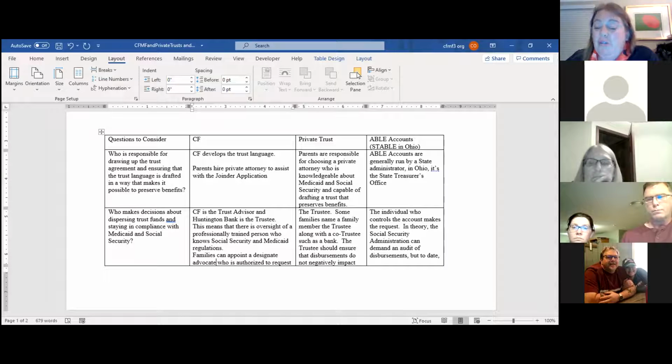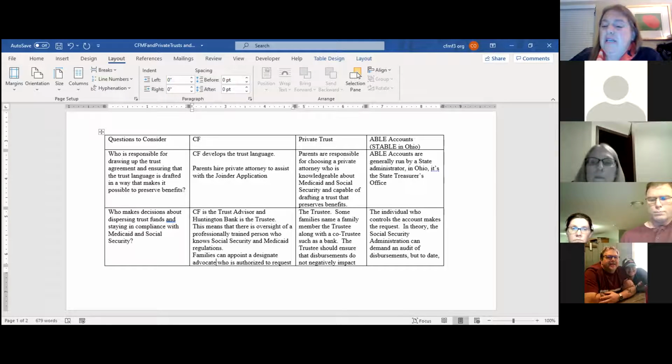I have never heard, and we have constant nationwide conferences about this. To the best of our knowledge, at no point has the Social Security Administration done an audit of any stable account. That's really nice in many ways.